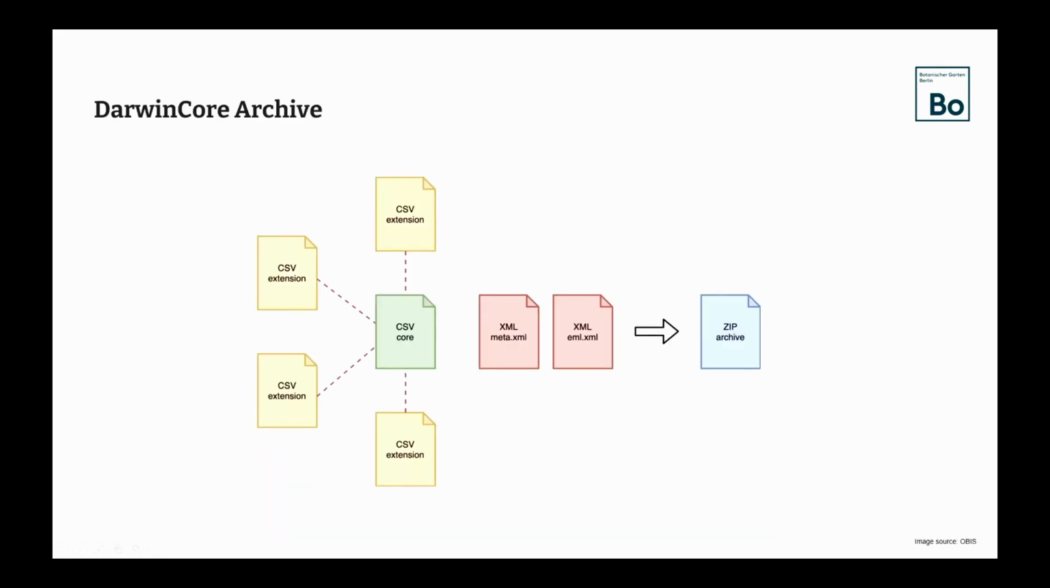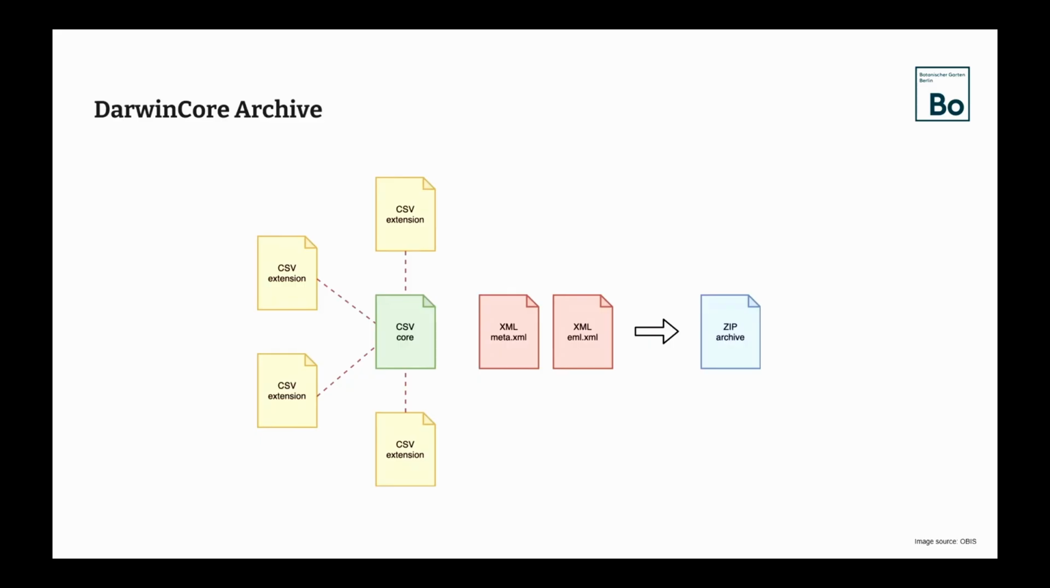Now, I mentioned Darwin Core, which is the data standard used by the IPT. The Darwin Core archives are a way of serializing Darwin Core data. That is, to put a set of Darwin Core records into files and to send them over the network to GBIF. The Darwin Core archive is basically a zip file which contains several text files, CSV files, and two metadata description XML files.